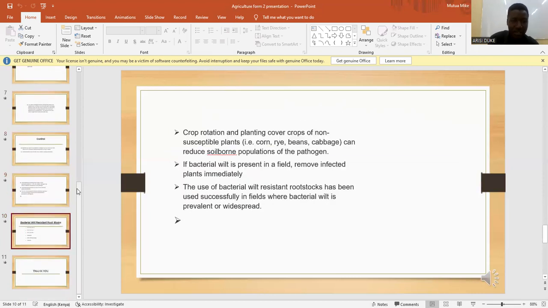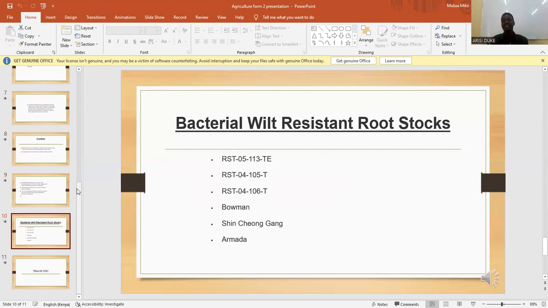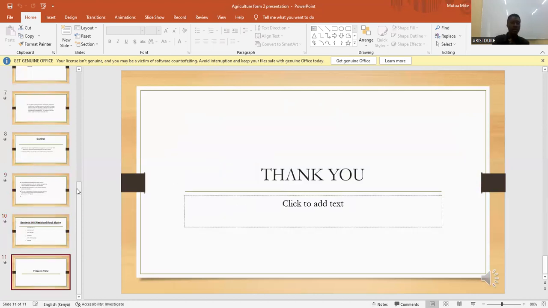There are various bacterial wilt resistant rootstocks. Maybe you can use this rootstock to prevent this disease. For example, we have the RST 05113T. This is one of the resistant rootstocks that helps you, a farmer, to prevent this disease from entering the farm. At the same time, there's Boma, there's Jinshong, there's Amanda.